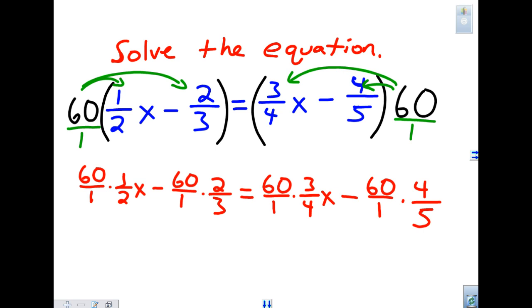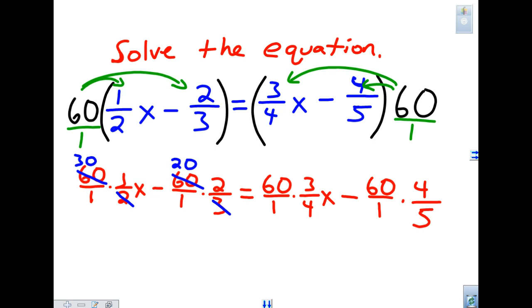So for example, in the first case, with 60 over 1 times 1/2 x, the 2 can cancel with the 60, and what I'll have left over is 30. When I say cancel, what's going to happen really is they're going to divide each other. 60 divided by 2 leaves me with a 30 on top, and the 2 is just gone. We're going to do that with each term here. In the second case, the 3 will cancel with the 60 and leave me with a 20 on top, and the 3 is gone. There is no denominator anymore. I like to say there's no denominator, but that technically isn't true.